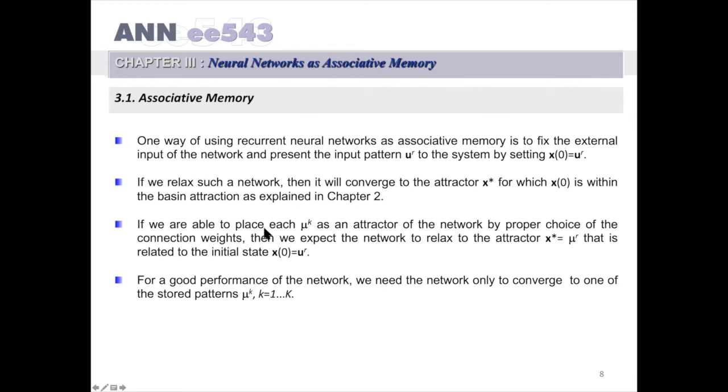If we are able to place each mu_k, each association stored, as an attractor of the network by proper choice of the connection weights, then we expect the network to relax to the attractor x star equal to mu_r. So the attractor becomes one of the stored patterns, related to the initial state x0 equal to u_r. For good performance of the network, we need the network to converge only to one of the stored patterns, mu_k, where k is from 1 to capital K.